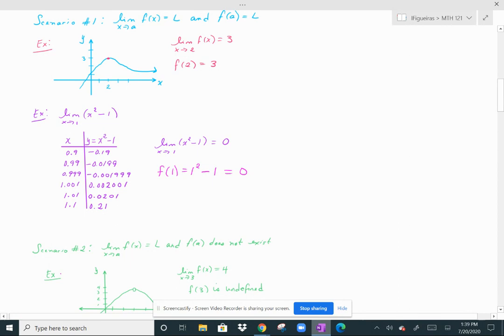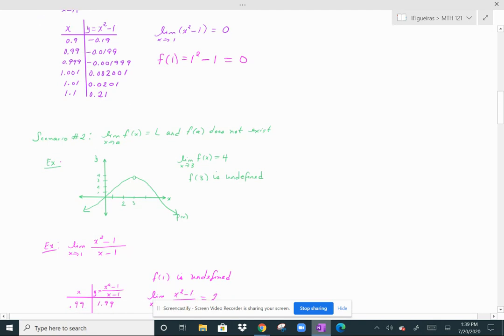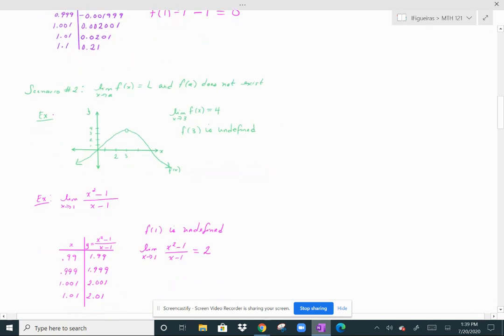Okay, scenario number 2. That's where your limit value is some value that we're calling L, but the function does not exist. So those are often or always going to be graphs with holes in your graph, like you see in this picture.